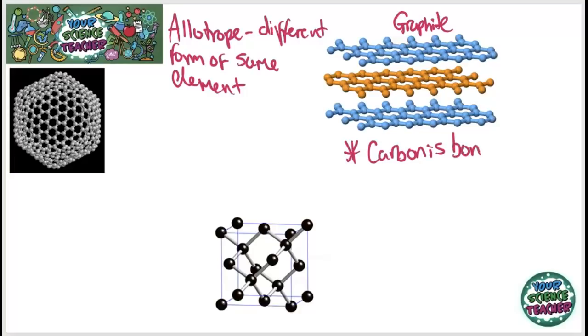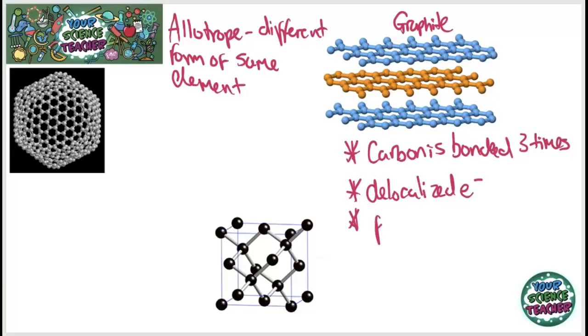Carbon is in group 4. This means that it has 4 electrons in its outer shell. And because it's only bonded 3 times, this means that it has a spare electron. And this spare electron can delocalize into the structure. And because of these delocalized electrons, graphite is a fantastic conductor of electricity. Also, you can see that it's in a layer structure.